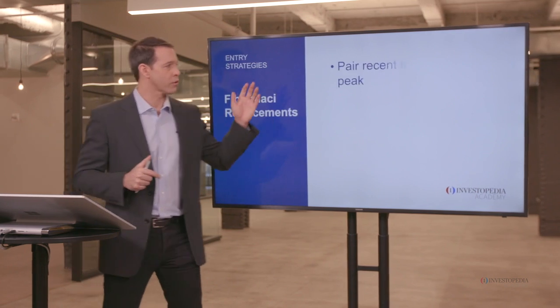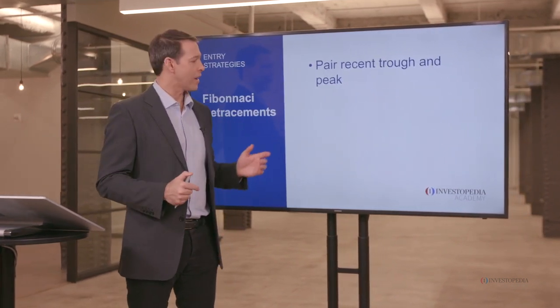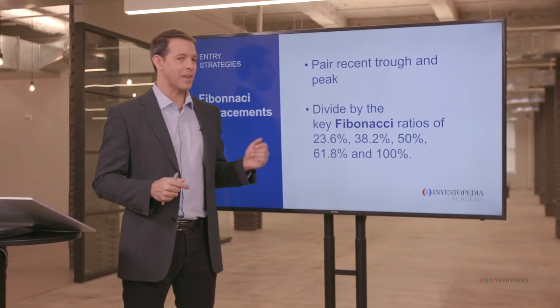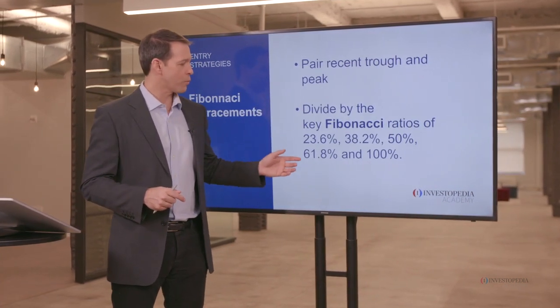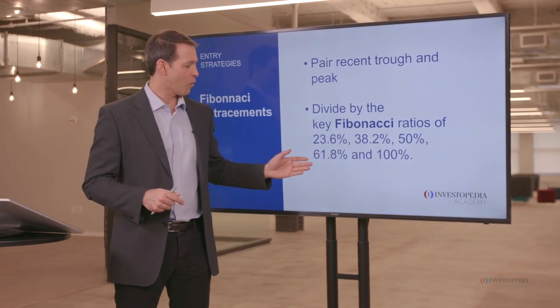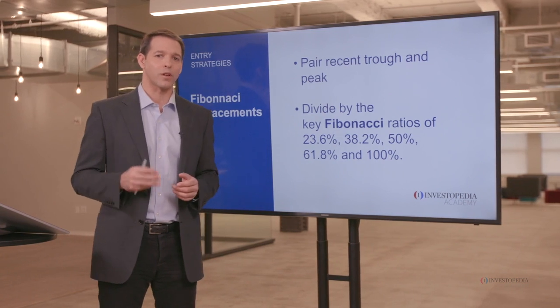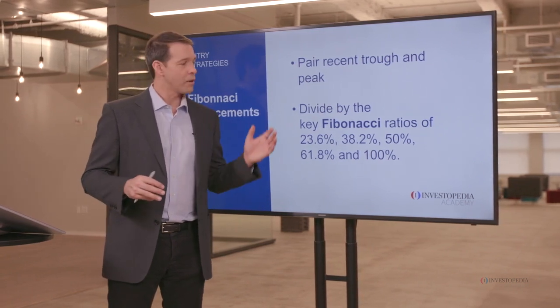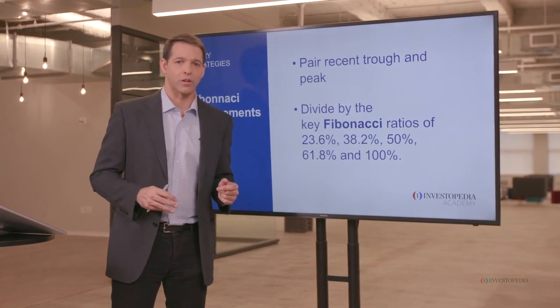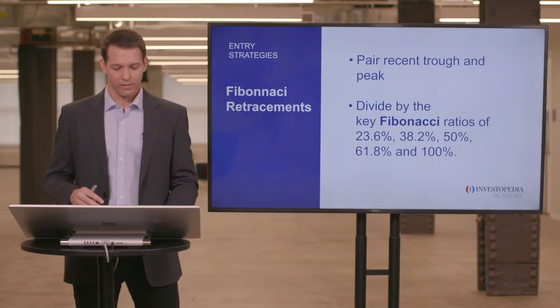What you do with Fibonacci retracements is you pair a recent trough and a peak, and you divide this distance by the key Fibonacci ratios of 23.6%, 38.2%, 50%, 61.8%, and 100%. And these give you key levels of support. Now, I'm going to show you how to draw these Fibonacci ratios, so let's go over some charts to outline that right now.